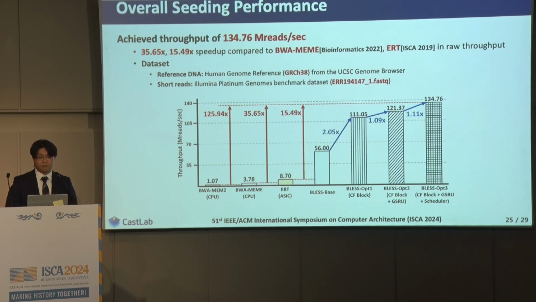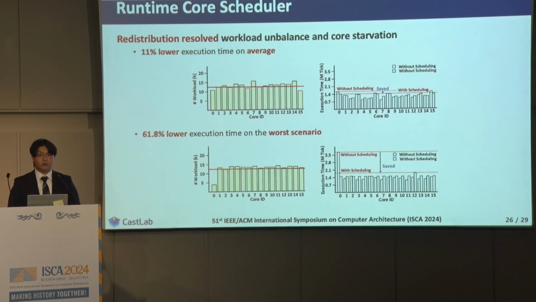Then the addition of the CF block data structure achieves a 2.05 times speedup, and the GSLU algorithm achieves a 1.09 times speedup by utilizing spatial and temporal locality respectively. Lastly, our runtime scheduler achieves an additional 1.11 times speedup, thus our overall throughput is 135 million reads per second. Also, our runtime core scheduler works well, showing 11% lower execution time on average and up to 62% lower execution time in the worst case.